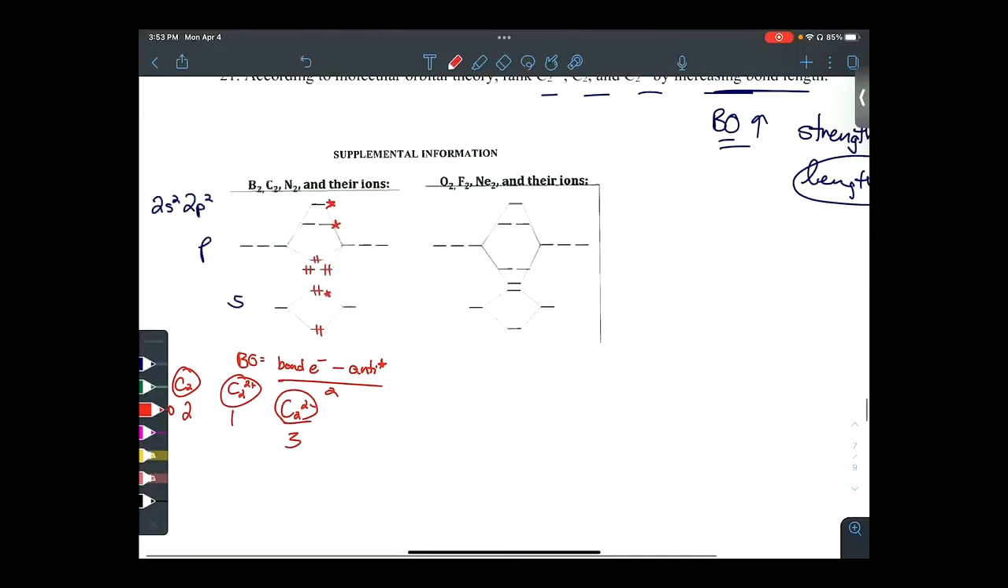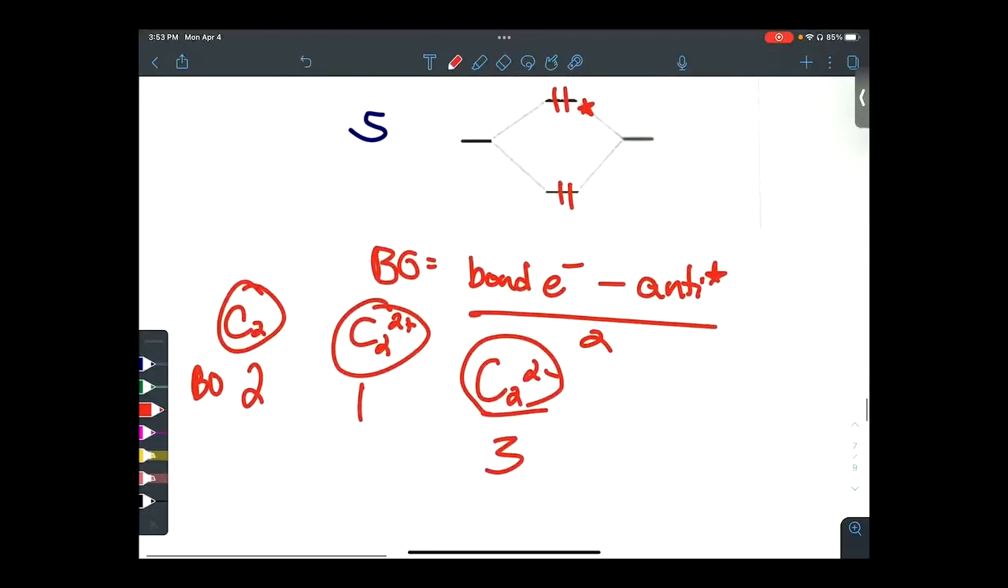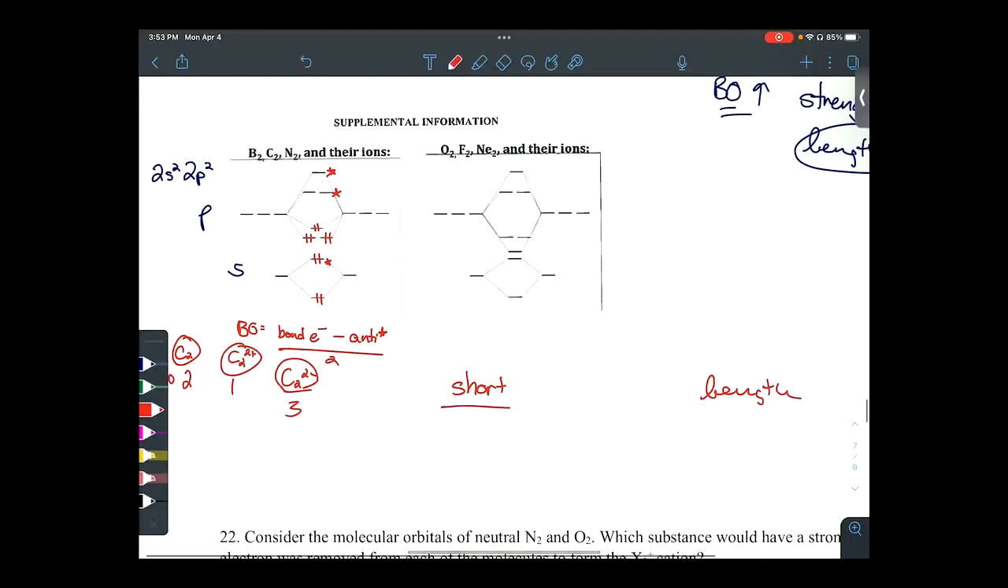So if we want to order these in increasing length, which one is the shortest? The neutral, the cation, or the anion? The anion is the shortest. Okay, and then the longest would be the cation. All right, and then the neutral one would be in the middle. All right, so C2 2-, C2, C2 2+. All right, so there we go.